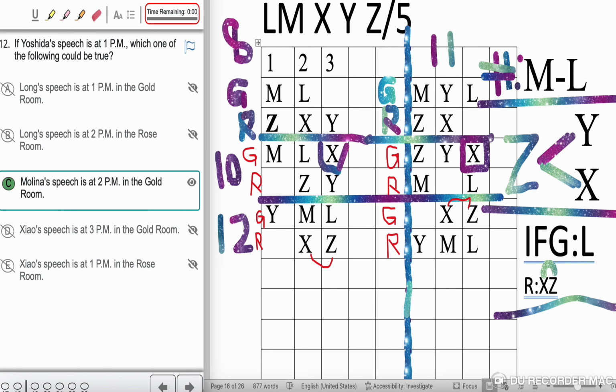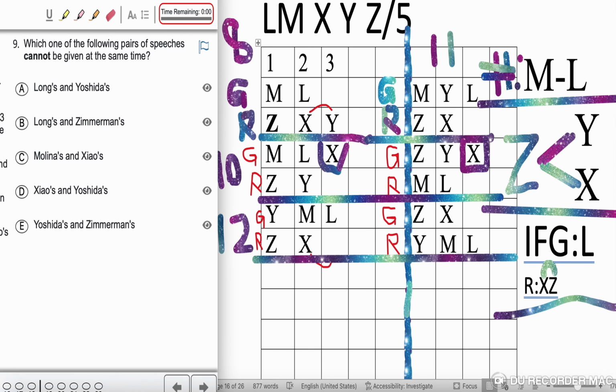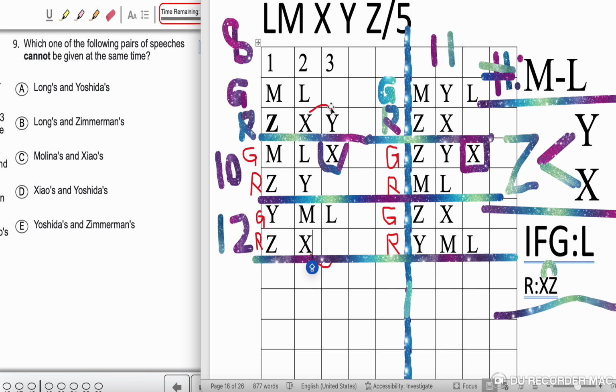In the game room. Let's go ahead to question 9 and answer it. Which one of the following pairs of speeches cannot be given at the same time? We already filled out these words, so let's use them. If we see it, we see it. If we don't, we don't. L and Y, I see here. Let me see if I can highlight it, that would be better. So L and Y I see here, so that is possible. L and Z I don't see.